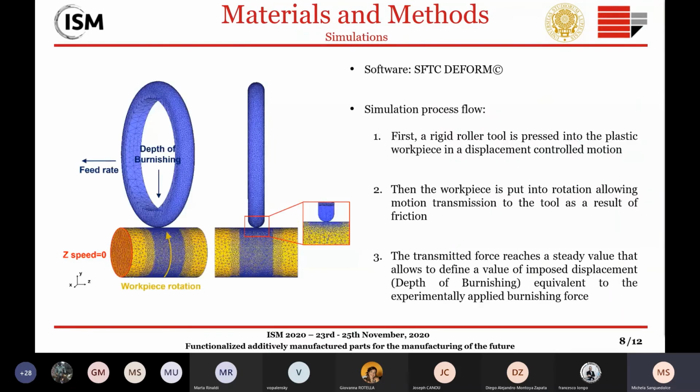Concerning the simulation, the model for the process was created through the DEFORM software, and it was modeled in three different steps. The first one was slowly pressing a rigid tool into a plastic workpiece in displacement controlled motion. The second one consisted of putting the workpiece into rotation in order to transmit the motion to the roller. And in the third step, the burnishing force was evaluated in order to calibrate the depth of burnishing imposed.